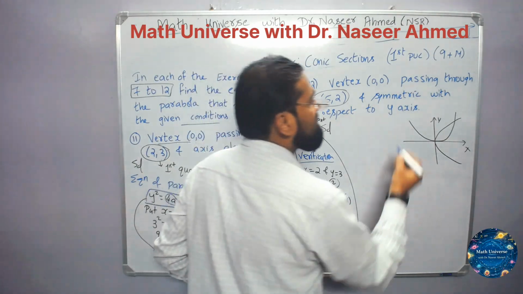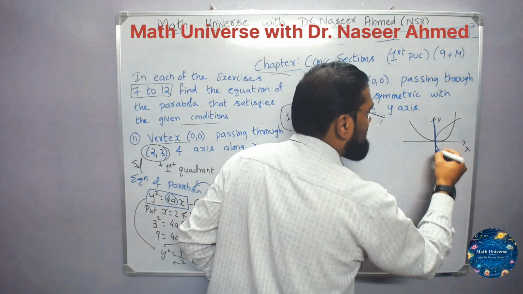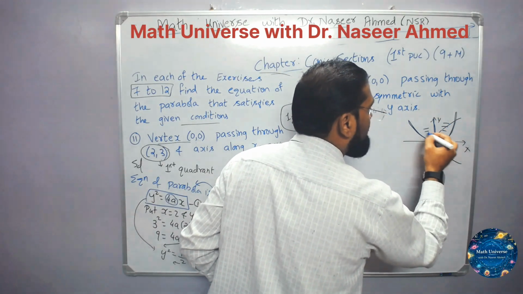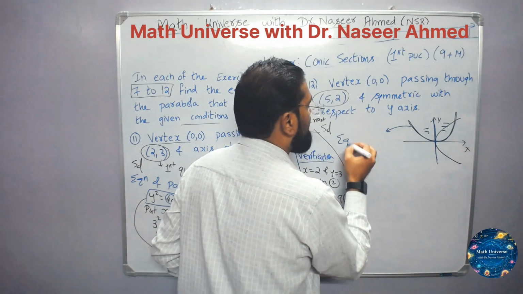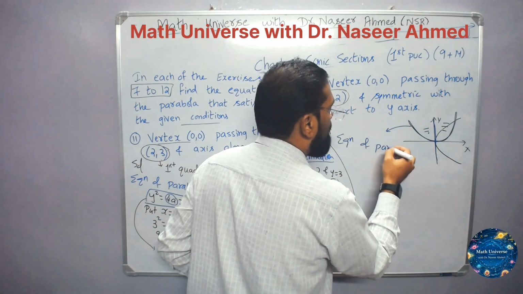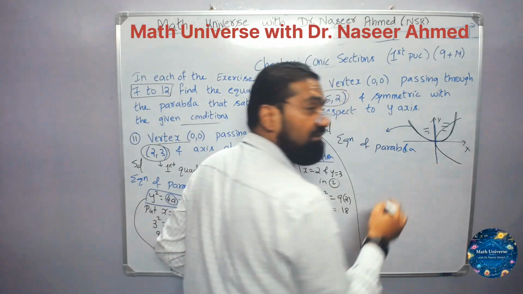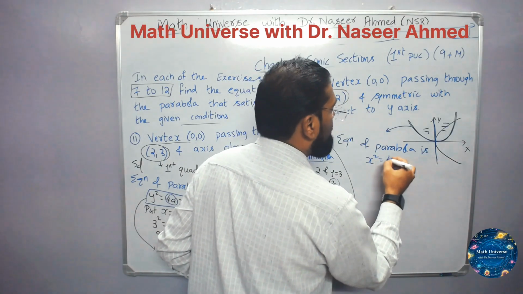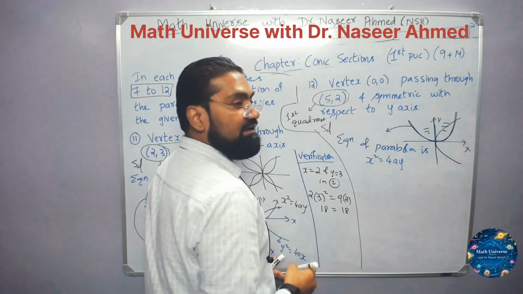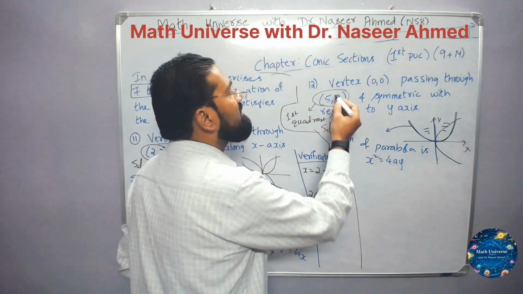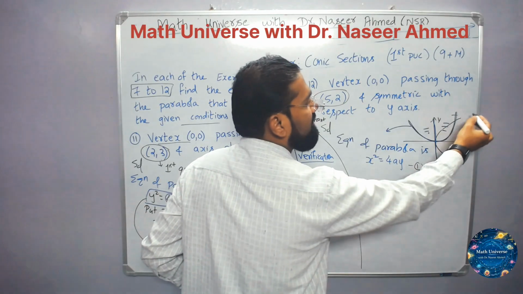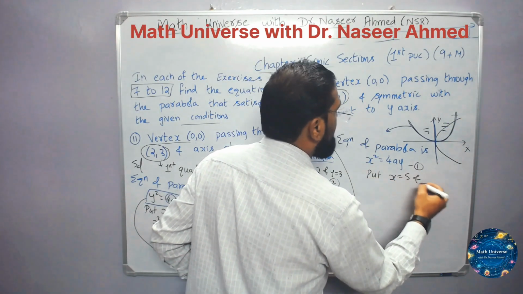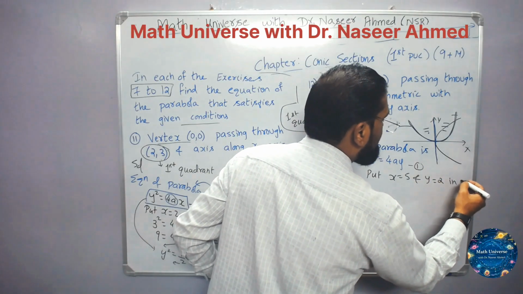So with respect to which axis? Y-axis. This is the y-axis, and this curve is symmetric. Whatever we have got here, the same thing we have got here. And this parabola, the equation of the parabola is x square equal to 4ay. Now again I want the a value. Put this point. It should satisfy because it's lying on the curve. So put x is equal to 5 and y is equal to 2 in equation number 1.